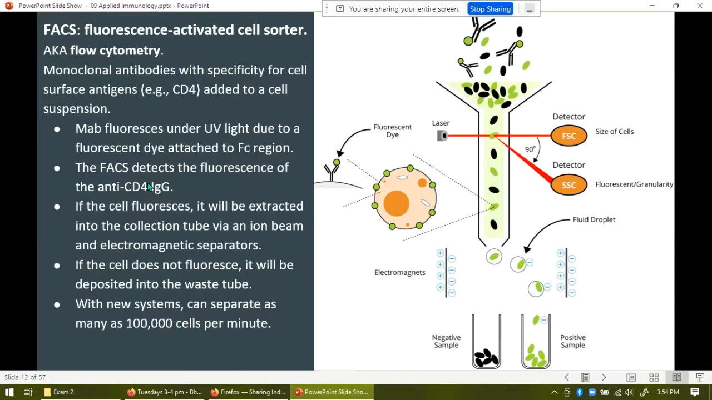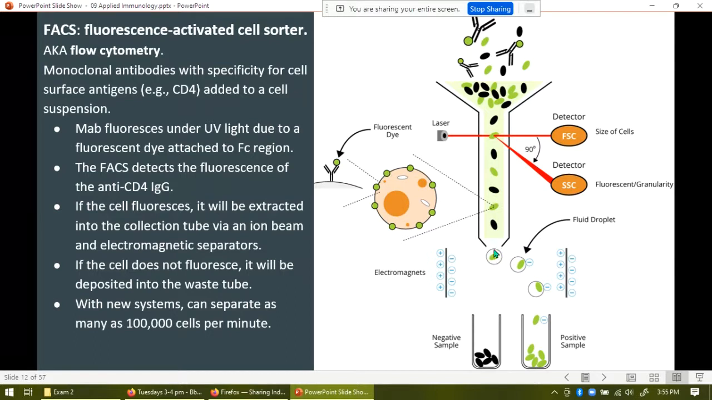The fluorescence activated cell sorter detects that fluorescence of your monoclonal antibody. And if the cell fluoresces, it's going to be extracted into a collection tube using an ion beam and electromagnetic separators. So it basically looks like this. There's a big machine with a plastic vial coming out of it, and at the bottom of that is a dripper. And the machine shakes with really small vibrations very quickly. That causes a bunch of droplets containing cells to come out one at a time.